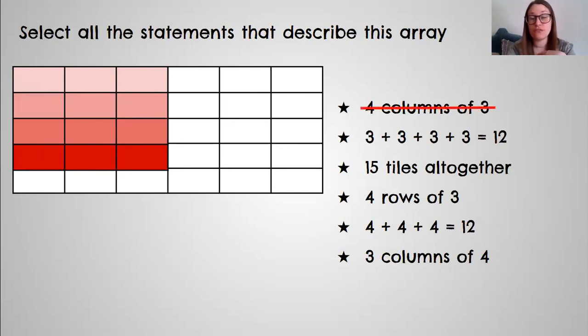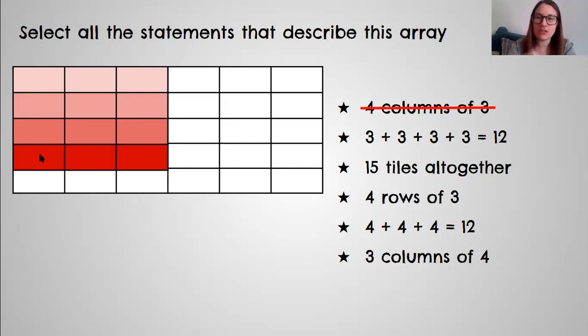You're right, that's false. There are 3 columns here in this array, not 4. Okay, let's look at the next one. 3 plus 3 plus 3 plus 3 equals 12. So can I have 3 4 times, and does that make 12? Let me see. Well, that's 1, 2, 3, 4.